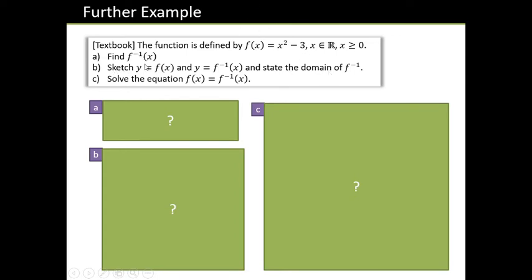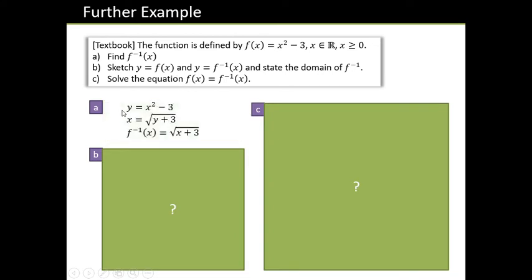Finding our inverse function, you might want to pause and have a go at that. You should have said y is equal to x squared minus 3, and then we're going to get x is equal to root x plus 3, and so on. So well done if you got that as your inverse function. We do that by rearranging and swapping. Sketch these functions now, and state the domain of your inverse function.